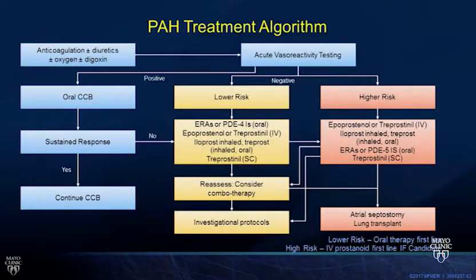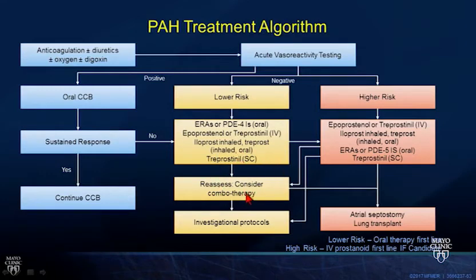So when we look at our treatment algorithm, obviously everybody will undergo acute vasoreactivity testing. If they're positive, you may try oral calcium channel blockers and see if they do anything. If there's a response, you would maintain that therapy. If there's no response, then you move to using the other agents available. Generally, in patients who are less sick, you would want to go with the oral agents, phosphodiesterase 5 inhibitors, and perhaps endothelin receptor antagonists before moving to parenteral approaches or oral prostanoids.